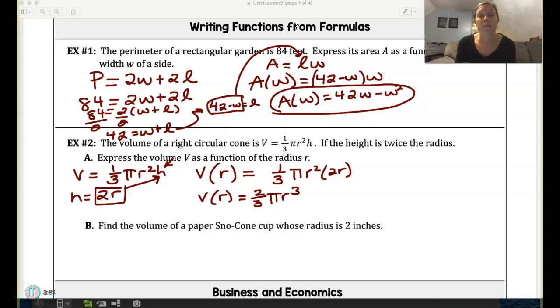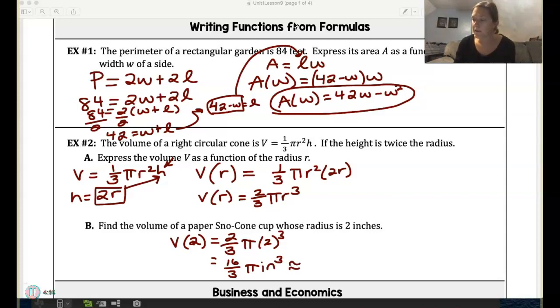So we want to find the volume of a paper snow cone cup whose radius is 2 inches. So volume in terms of radius, but now my radius given is 2. So we're going to plug in 2. So 2/3 pi times 2 to the third. 2 to the third is 8. 8 times 2 is, so we get 16/3 pi inches cubed would be our exact answer.